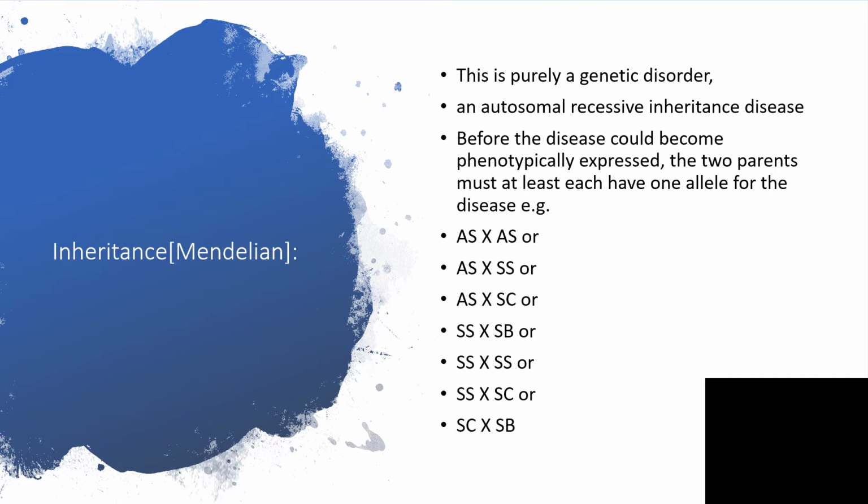Before the disease could become phenotypically expressed, the two parents must at least each have one allele for the disease. So if you are talking about SS, the parents are both sharing the blame. One must carry the S and the other also carrying it before any of their offspring could become a fully homozygous sickle cell disease patient. Okay, let's go into so many different scenarios and the possible outcomes.